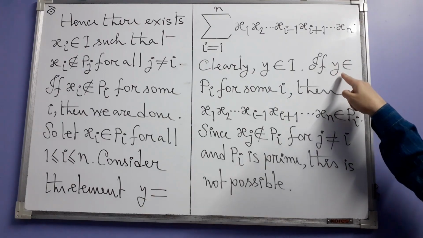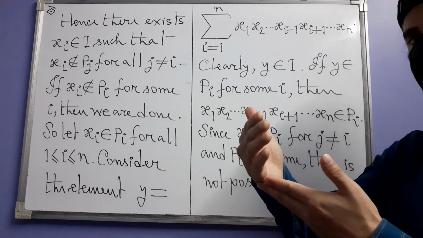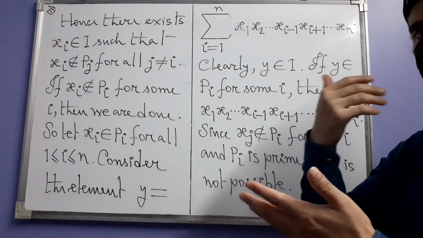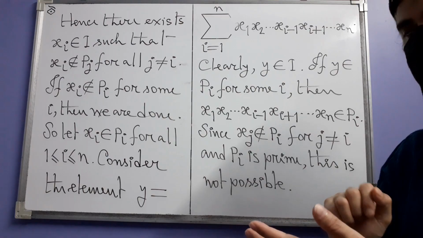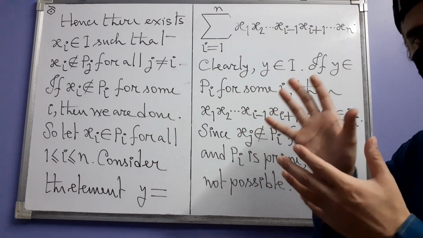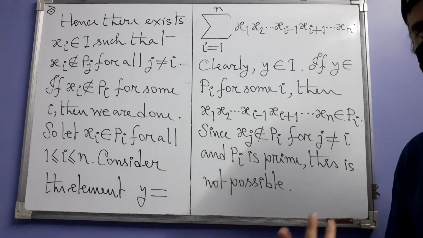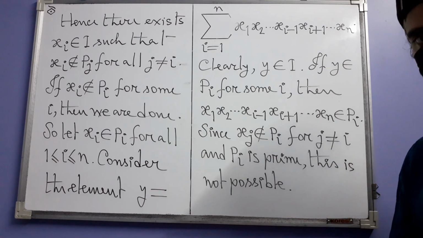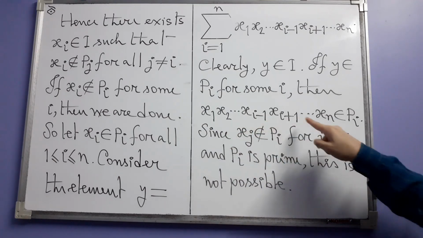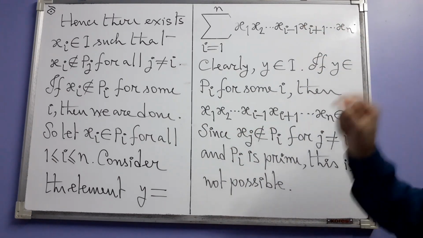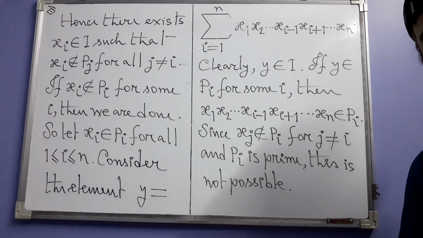Additionally, we are assuming that y belongs to Pi. So if you subtract from y the sum of all these terms which do have xi, then that thing will also belong to Pi because Pi after all is an ideal, so it's a subgroup also under addition. And that implies that this term which did not have xi also has to belong to Pi.